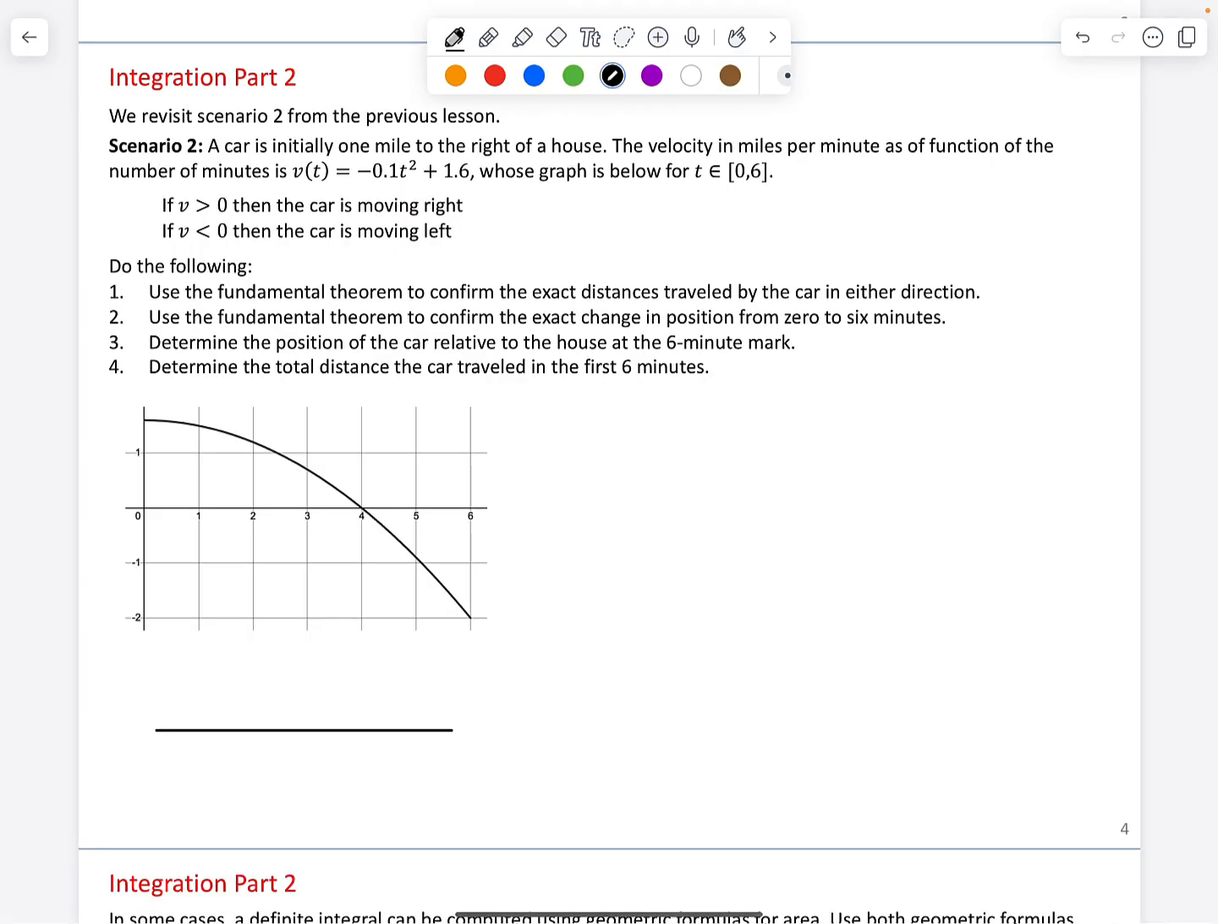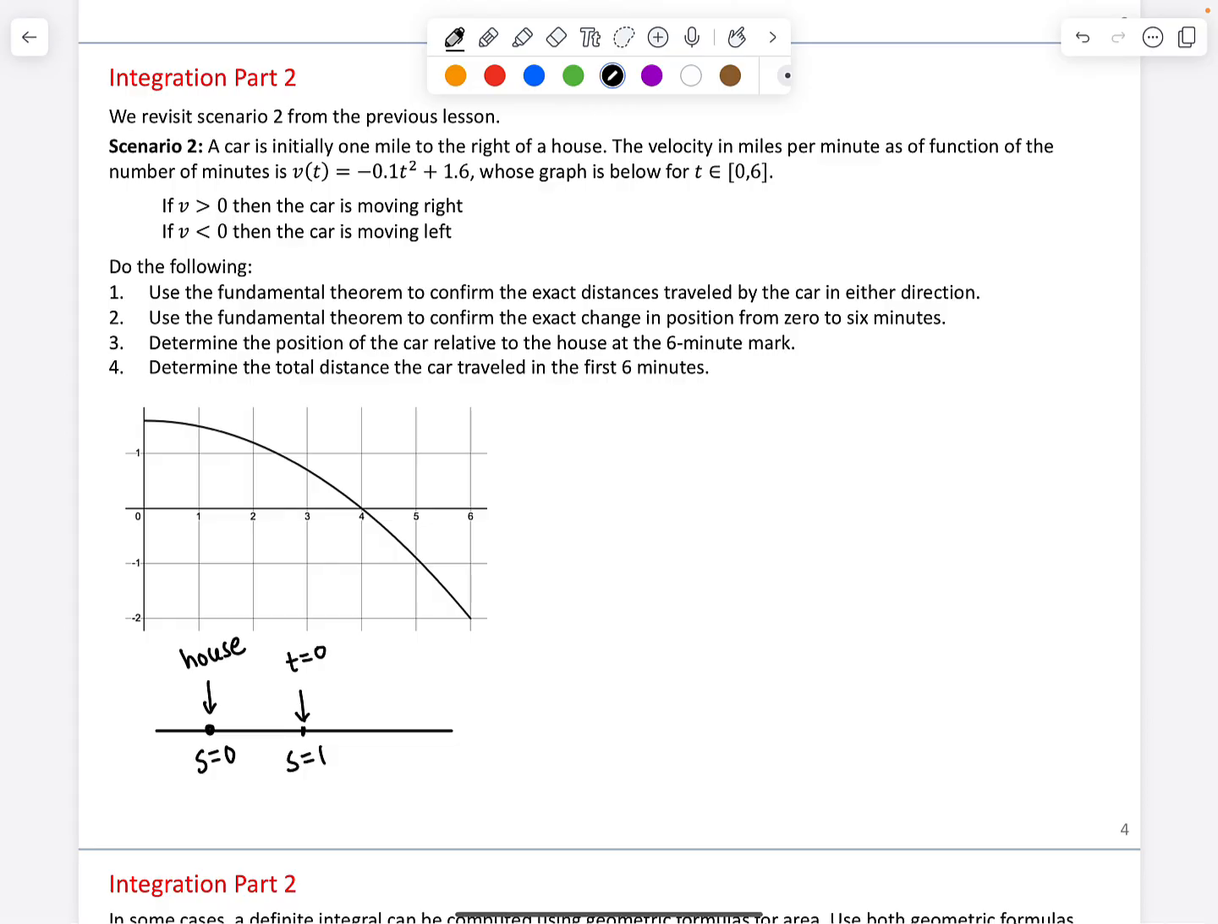I'm going to keep track of a diagram of where the car is relative to the house, and we will say that this corresponds to the position being 0. So initially, the car is 1 mile to the right of the house. So when t is 0, our position is 1, meaning 1 mile, and positive, meaning to the right.